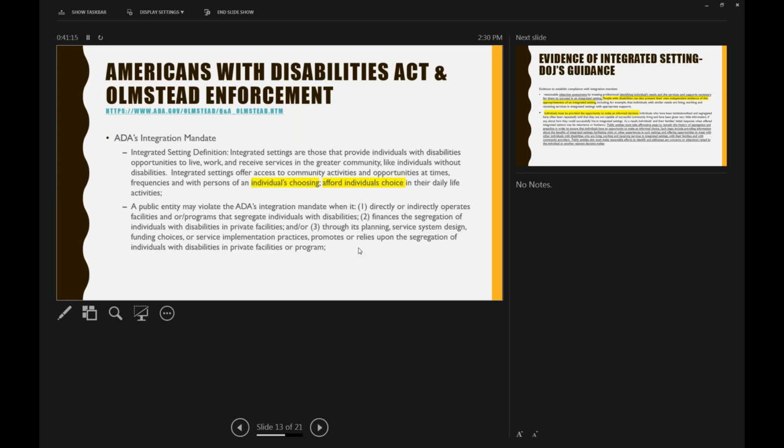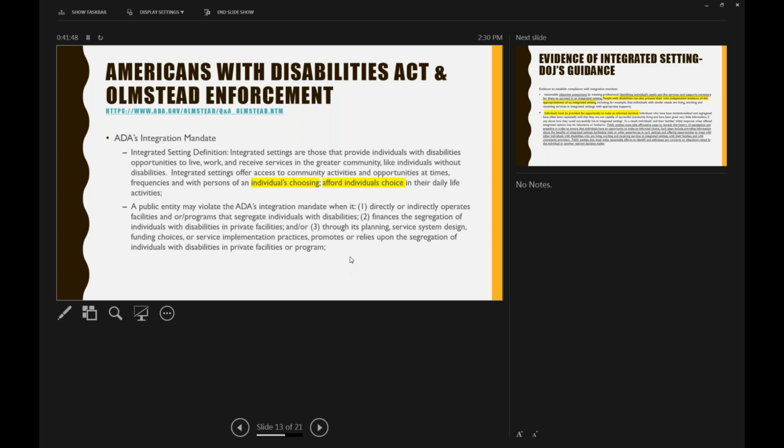Also coming to mind are programs with 14(c) certificates. They're paying less than minimum wage. It's not meeting the ADA integration mandate. So there are a lot of opportunities for facilities to be out of compliance with any of these laws that we're talking about, as well as with Olmstead enforcement and the Americans with Disabilities Act.